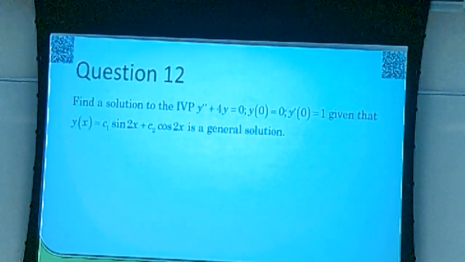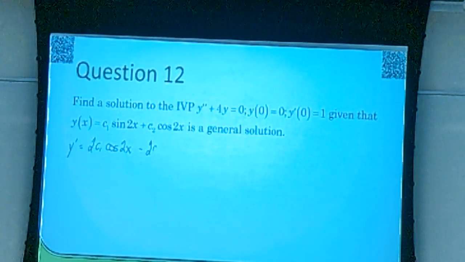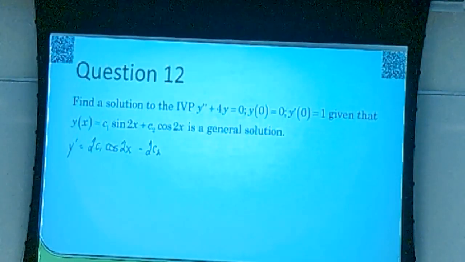Now here we are going to need y prime, right? What's y prime? C1 cosine 2x minus... What did you forget? 2. You forgot the chain rule. Sorry. Minus 2C2 sine of 2x. There's y prime.